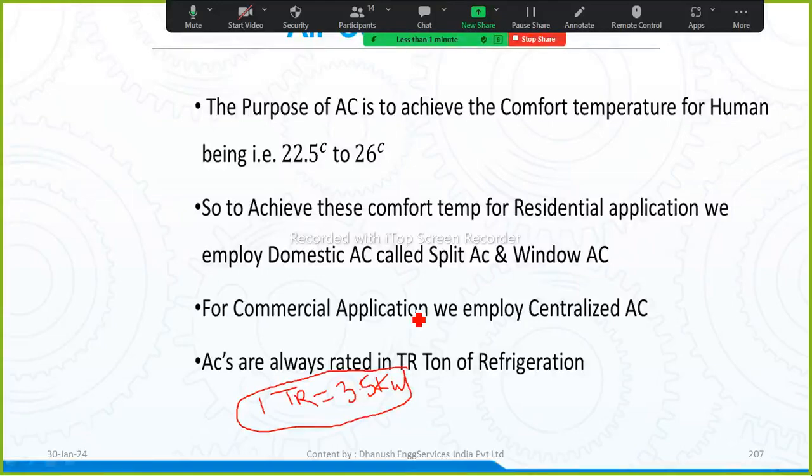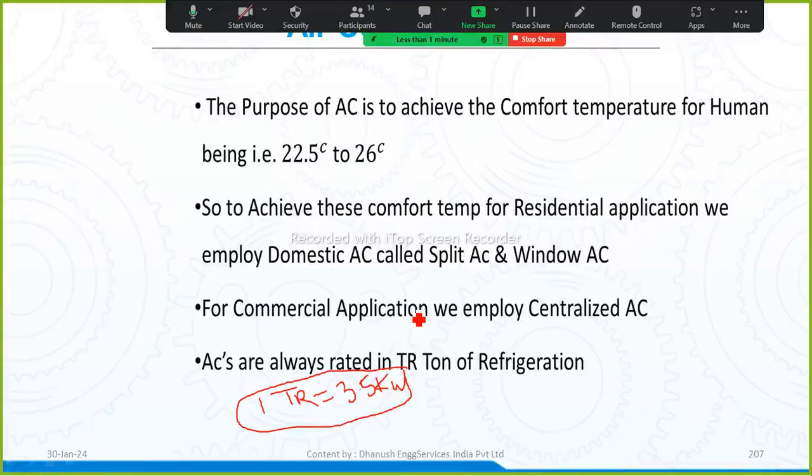On what basis? 1 TR is equal to 3.5 kilowatt we consider, and according to that we calculate the HVAC load and add it directly in the transformer, because we can't give that 350 kilowatt in a DB. It should be supplied from the main distribution board panel only. So when you're doing the transformer calculation, we'll directly take the HVAC load and add up the load for the centralized air conditioning.